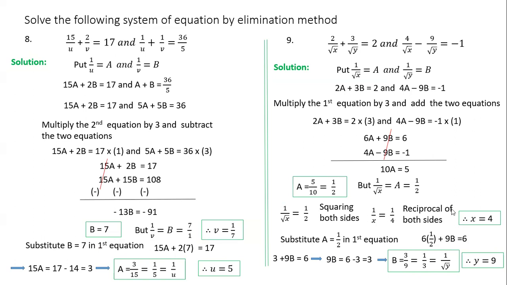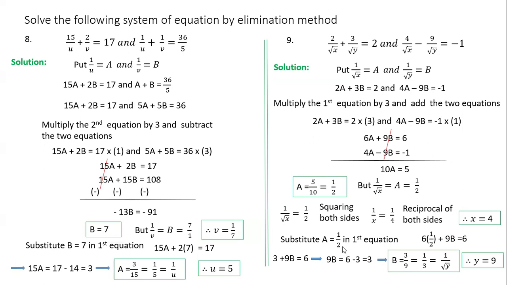Follow the same thing. Okay. Shortage of space, so just for one thing I couldn't go to the next slide. So follow the same thing. 1 upon root y is equal to 1 upon 3. So squaring, it becomes 1 upon y is equal to 1 upon 9. So y is equal to 9.